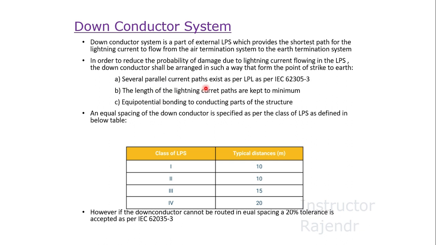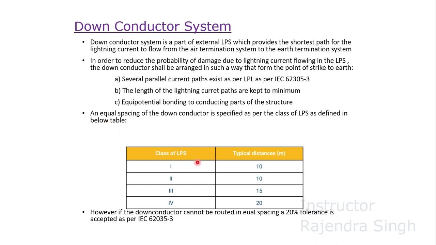several parallel current paths exist as per LPL, as per IEC 62305 Part 3. The length of the lightning current paths is kept to a minimum, with equipotential bonding to conducting parts of the structure. An equal spacing of down conductors is specified as per the class of LPS, as defined in the table below.